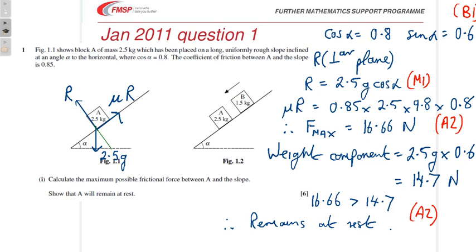6 marks in total. A single mark for writing down the value of sine alpha, a method mark for resolving perpendicular to the plane, and then accuracy marks for calculating max friction and the weight component and concluding that it remains at rest. On with the next part.